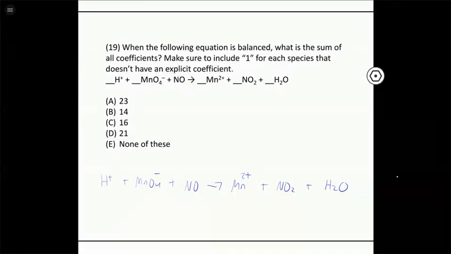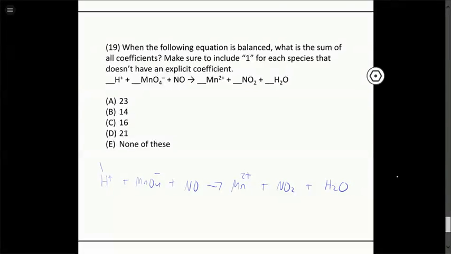These are usually hard to do by just inspection and guessing and checking. We have to use the oxidation number approach to help us. The first step when we're balancing a redox equation is to assign oxidation numbers for every single atom in the chemical equation. Some of these are fairly easy because we have H+. Anytime you have an ion by itself, it's just equal to the charge. So the oxidation number for H+ is +1.